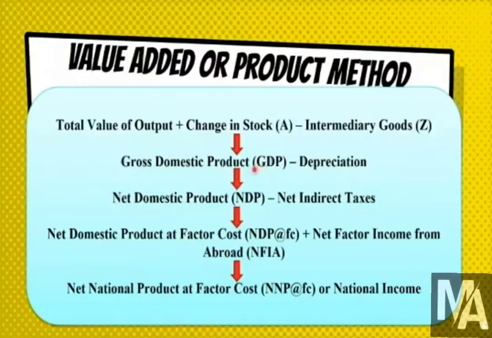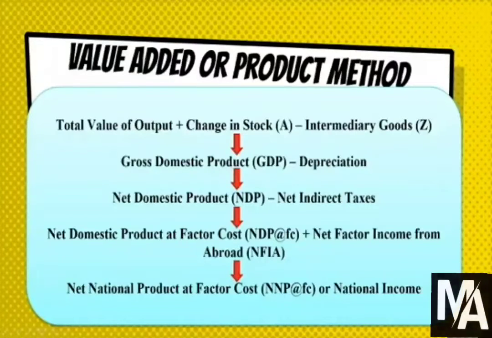Because as I told you, the GVA of the entire economy is called gross domestic product. From this, when you reduce depreciation or capital consumption because of wear and tear, you get net domestic product. Gross minus depreciation is net. And from net domestic product, when you reduce net indirect taxes, which I'll be explaining soon, you will be getting net domestic product at factor cost. From this, if you add net factor income from abroad, NFIA, you will be getting net national product at factor cost, or NNP at factor cost, or pure national income. So whenever we are using the value added or product method for the entire economy, this is going to be the formula which we are supposed to understand.